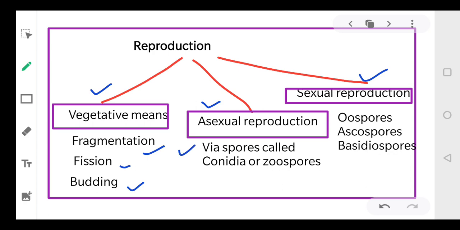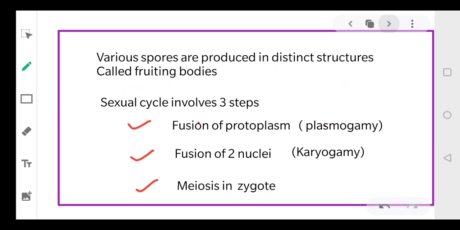During asexual reproduction, it will form spores, and those spores are called conidia or zoospores. So what are conidia? What are zoospores? They are the spores which are used for asexual reproduction in fungi. During sexual reproduction, it again forms spores, and such spores are called oospores, ascospores or basidiospores. So three different types of spores are observed in fungi during sexual reproduction: oospores, ascospores and basidiospores.